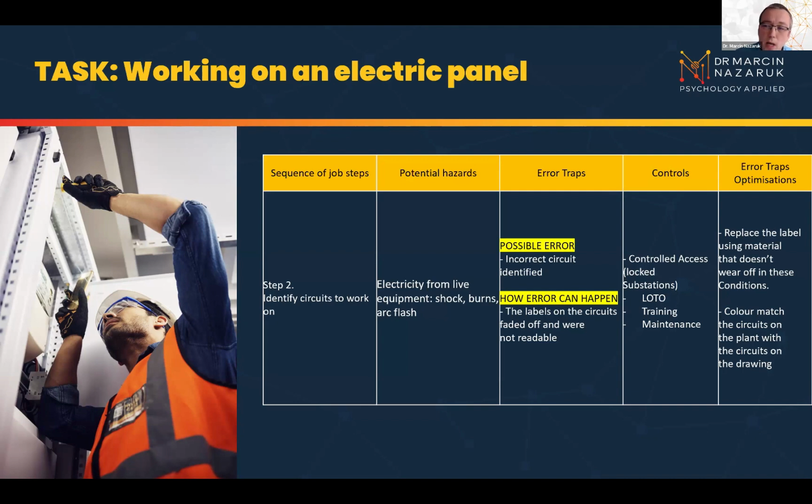And then in addition to the popular controls that you would expect, we were able also to minimize the risk associated with that error by both replacing the labels, using material that doesn't wear off in these conditions, and then also color matching the circuits on the plant with the circuits on the drawing. And again, for the risk assessment that focused only on hazards, the risk associated with the error traps in place was not visible, and therefore that led to a belief that the risk is lower than it actually was.